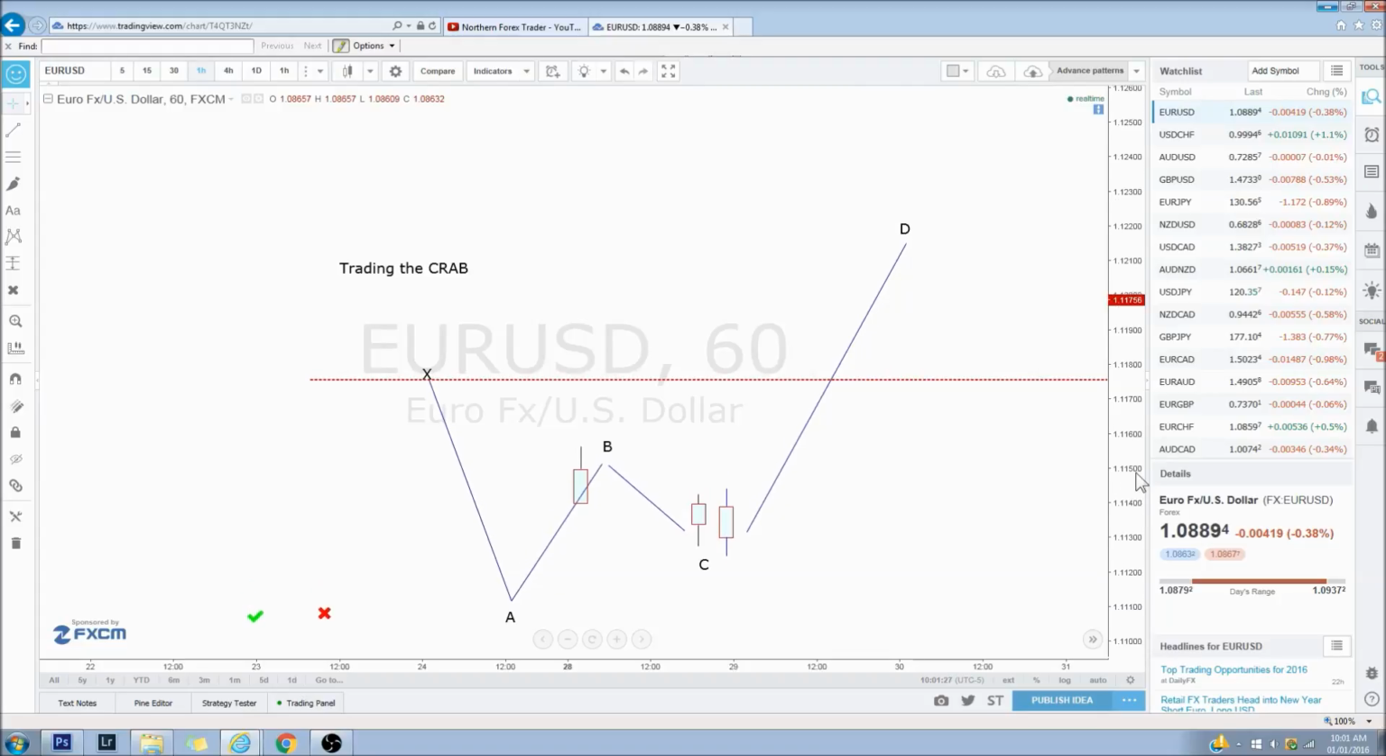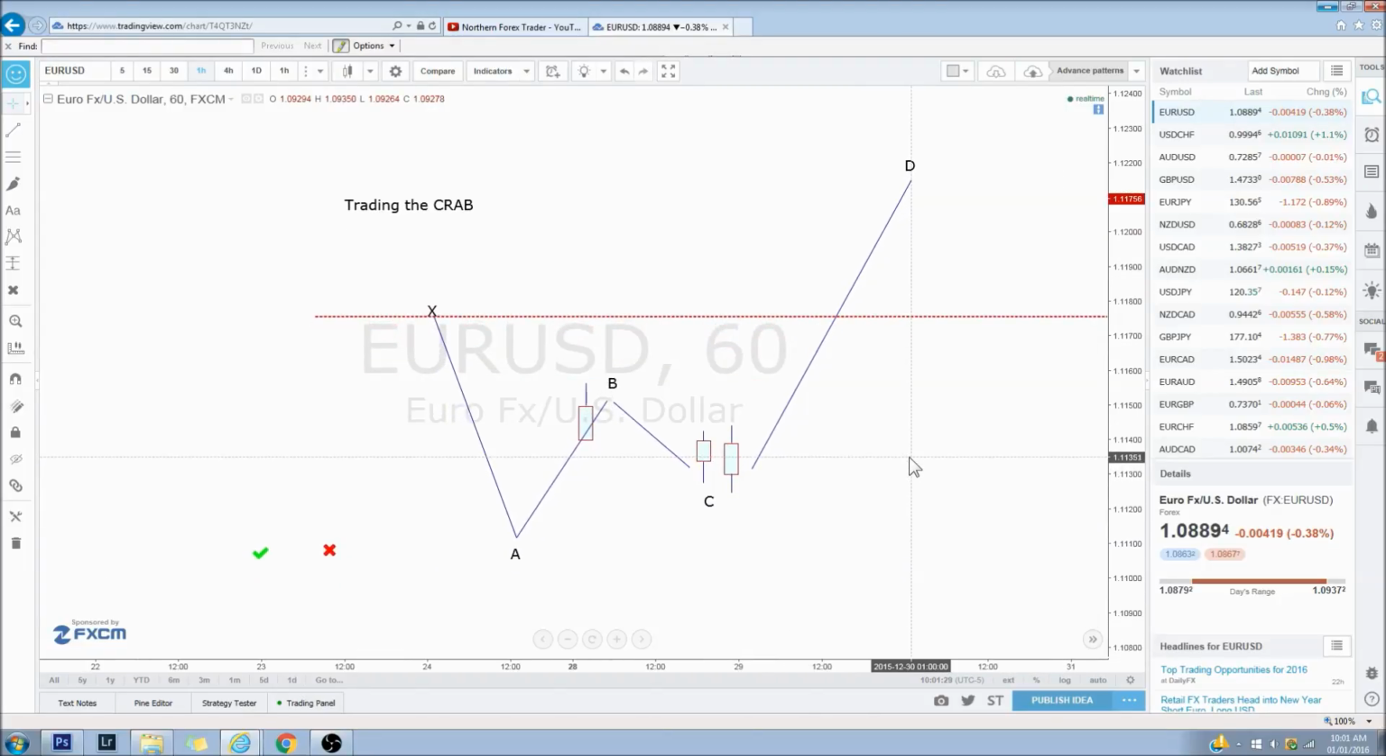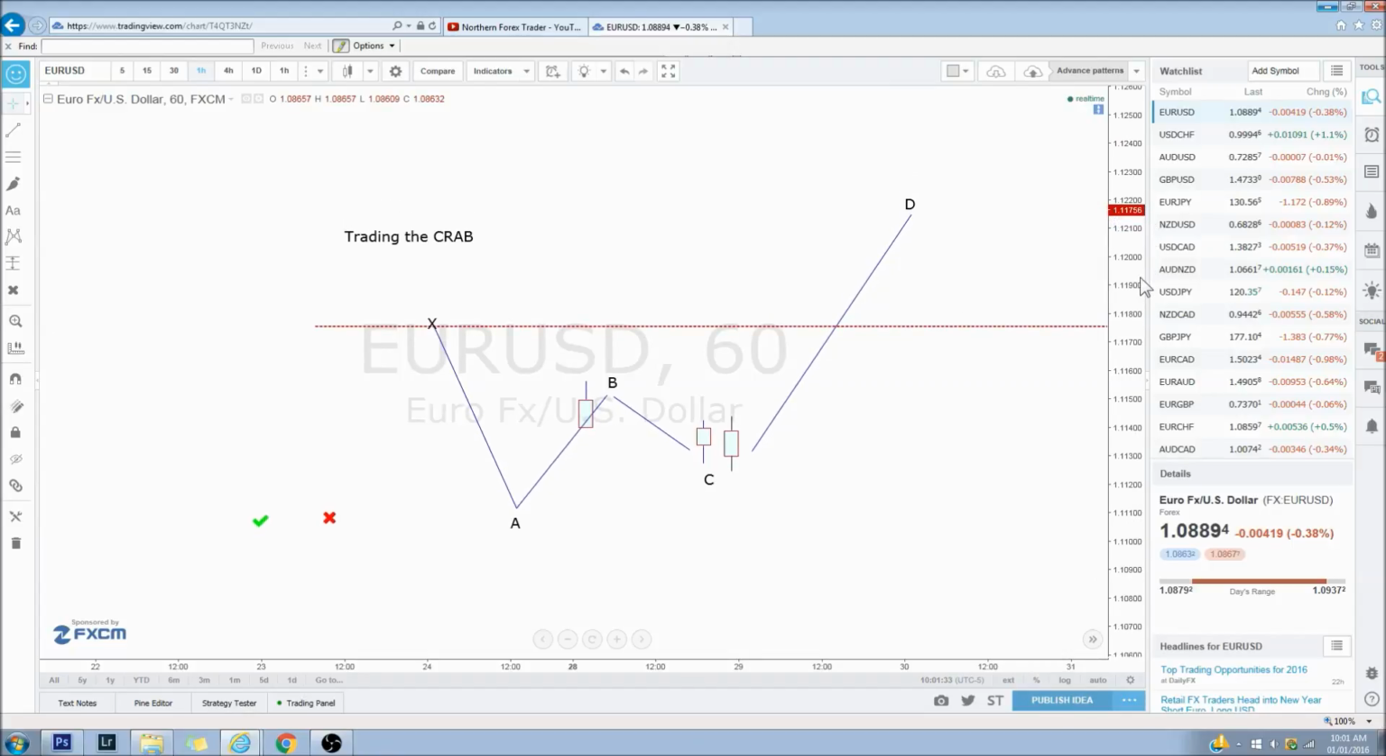So let's get into the crab pattern and how I trade it. The crab pattern is not everybody's favorite. I don't see it a lot online, but I've used it a couple of times and they've been pretty successful. But they're not too often found.